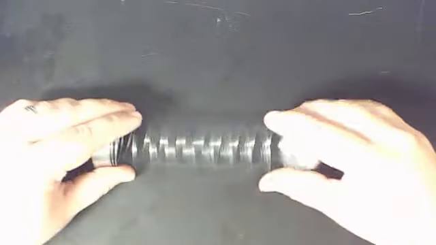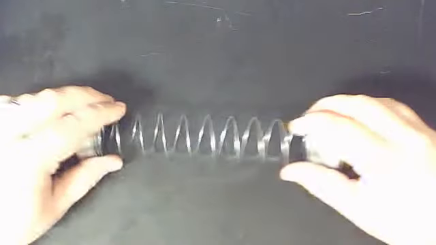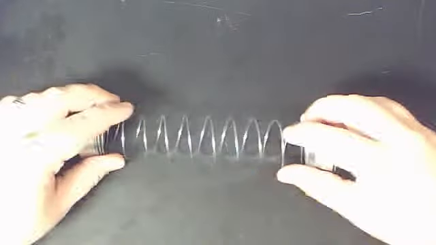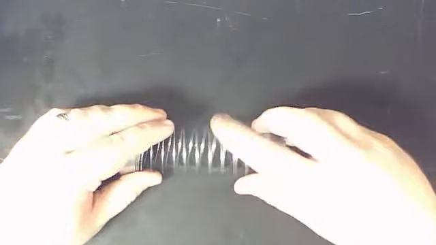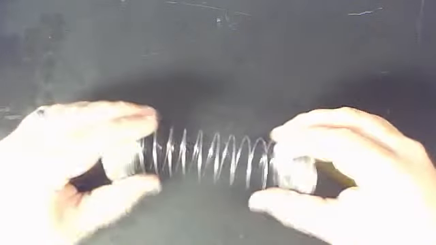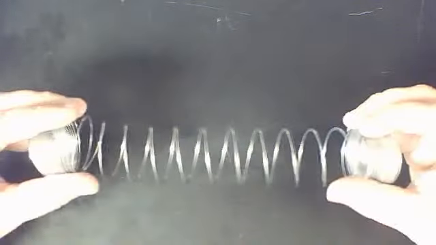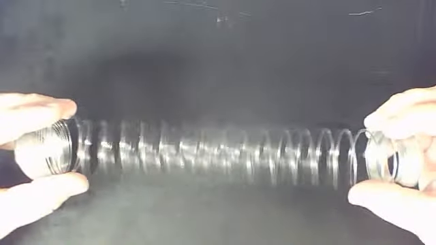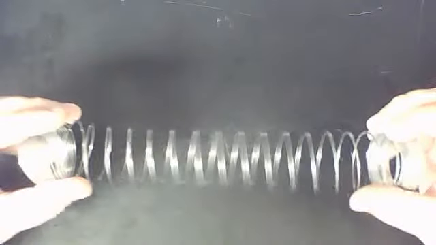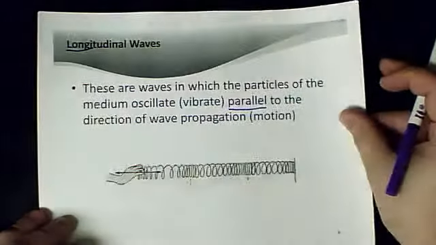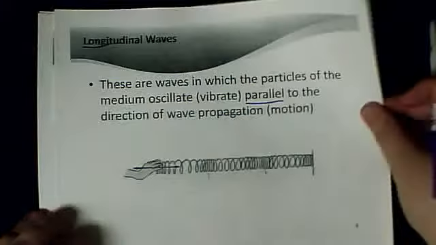And what's happening is the parts of the spring, as it's moving, they get bunched together, and then they move apart. And then they bunch together, and then they move apart. So the particles of the medium, the little parts of the spring, because the spring is the medium that the wave is traveling through, just move back and forth, and the wave travels the length of the spring. So they're in the same direction. Alright, so that is a longitudinal wave.